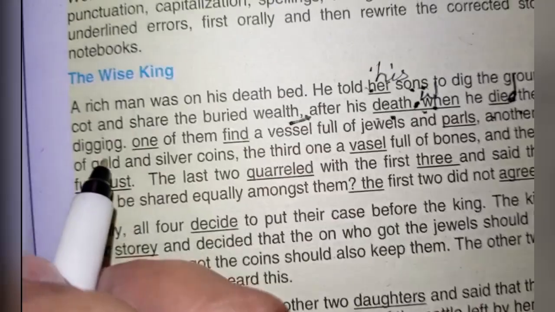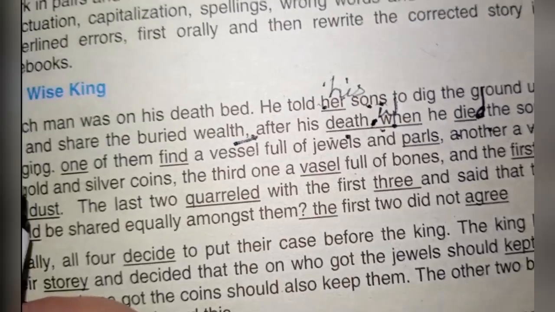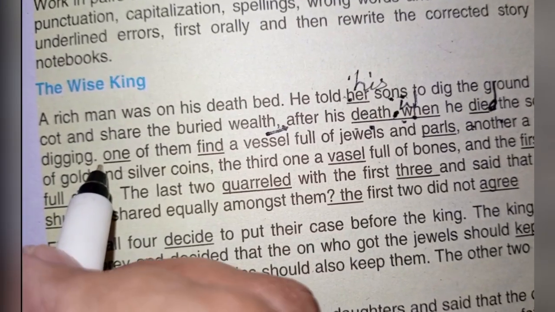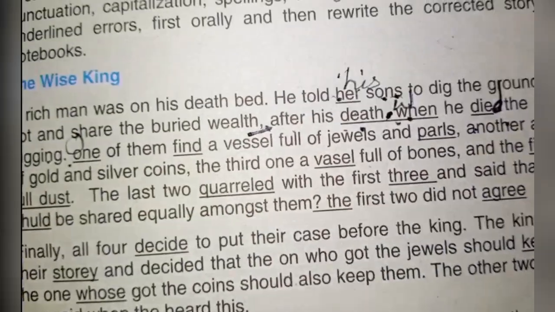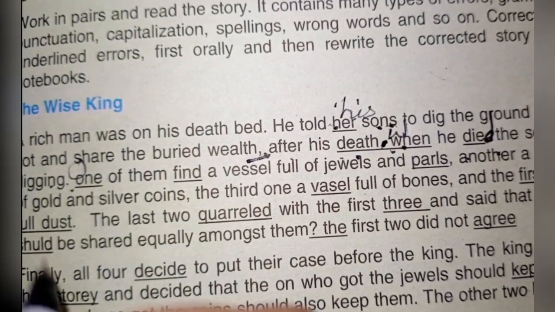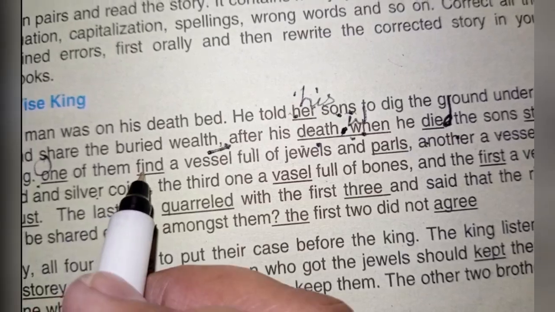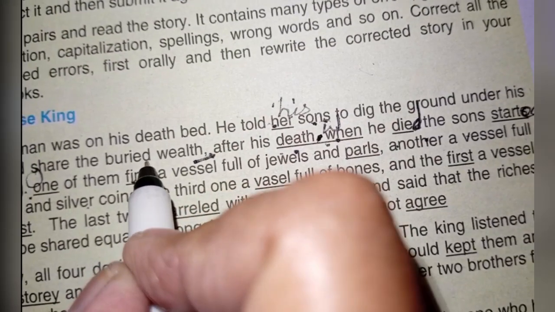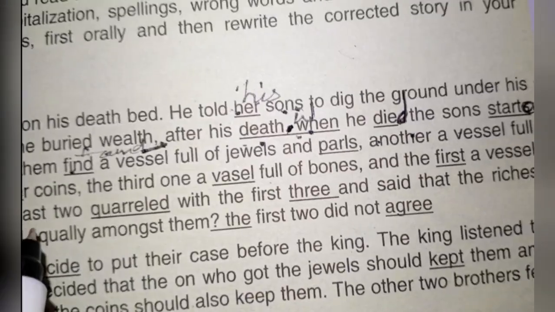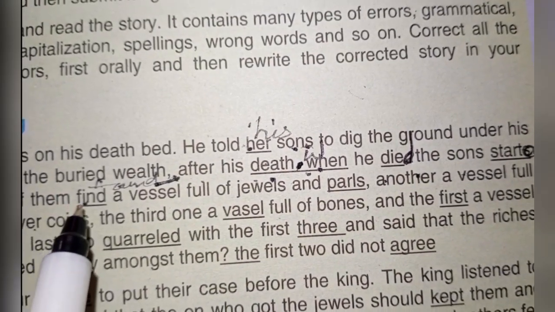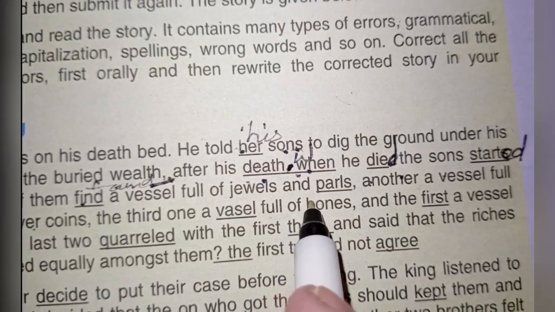And in the third line you are looking at digging. It's all right. One fresh line is started, so O will be capitalized. One of them found. Instead of "find", there would be what? Found, F-O-U-N-D, found. The vessel, but full of the jewels and pearls.